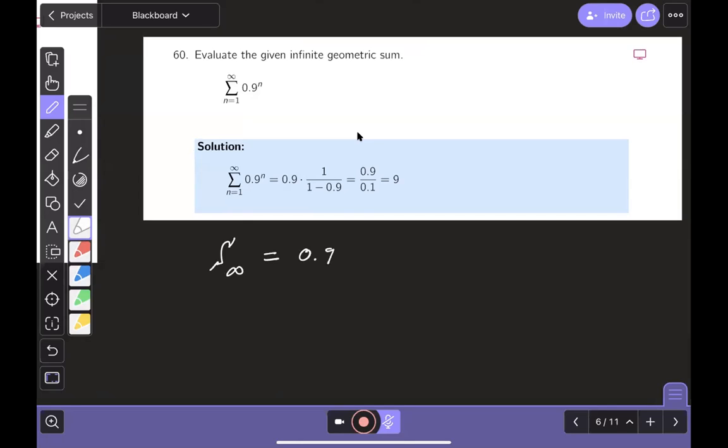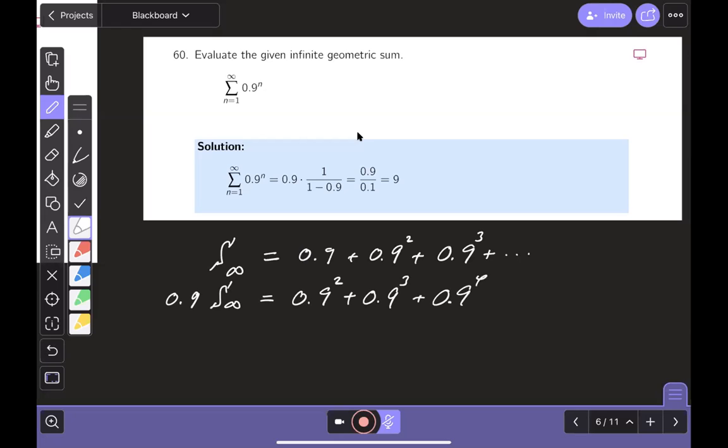S infinity is 0.9 to the first power plus 0.9 to the second power plus 0.9 to the third power plus yada, yada, yada. Goes on forever. What I'm going to do is multiply both sides by 0.9. What would I get? 0.9 squared plus 0.9 cubed plus 0.9 to the fourth power plus yada, yada, yada. All right. What I'm going to do, I'm going to subtract them now. So I'm going to say this is one of these minus 0.9. What are you going to get? 0.1 times S infinity.